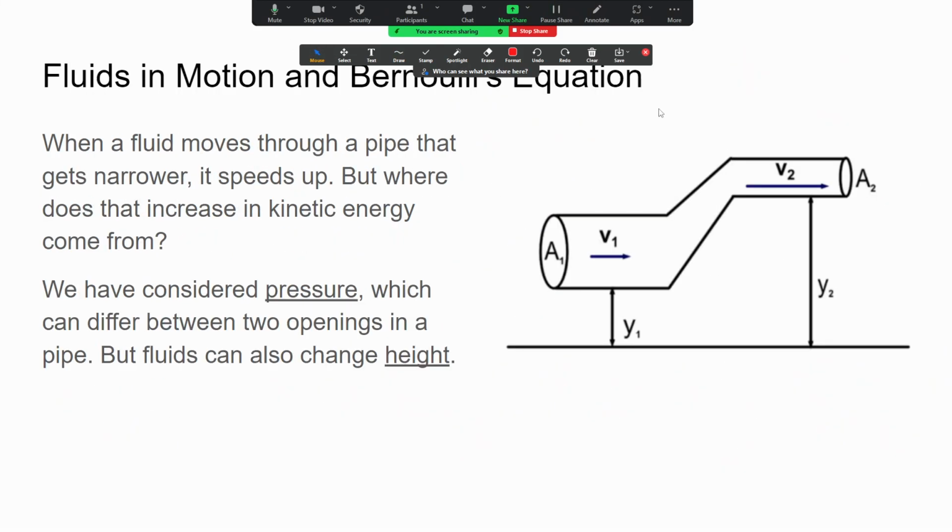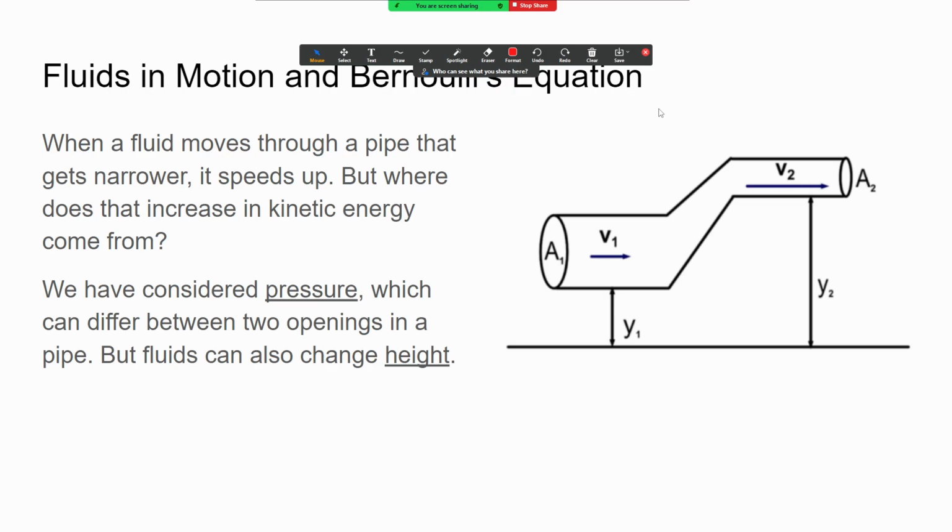So, fluids in motion and Bernoulli's equation. Once again, this isn't necessarily super complicated, but it's a rough derivation, and it is a lot of terms to remember. So just bear with me throughout this. When a fluid moves through a pipe that gets narrower, it speeds up. But where does that increase in kinetic energy come from? What's actually happening in order for the kinetic energy to increase?